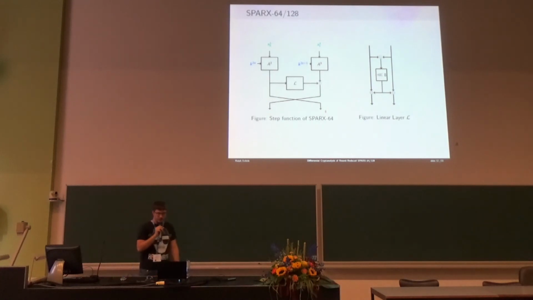So what does Sparx 64 look like? It has 3 rounds as mentioned before here, and a linear layer here, and the linear layer looks like this, which they say is copied from Neumann. And they have a kind of Feistel structure in the end where they switch the branches.